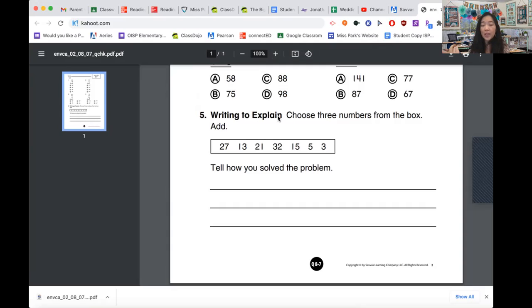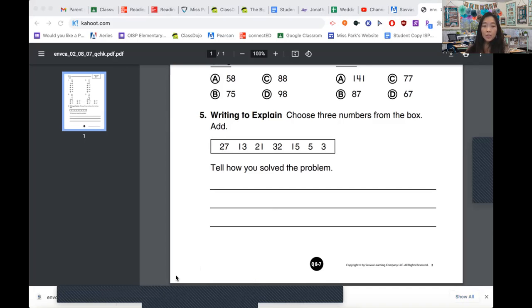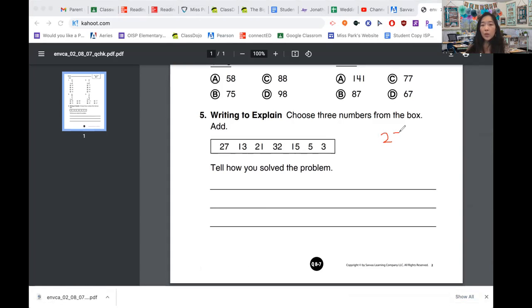So I might say, okay, Billy, can you read question 5 for us? So Billy will say, okay, writing to explain. Choose 3 numbers from the box and add. Then whoever's sharing their screen, why don't we call them the leader? The leader of the breakout room will say, okay, what 3 numbers should we pick, guys? And maybe Sally says she wants to pick 27. So I'll go, okay, 27 it is. And then Billy wants to pick 21.